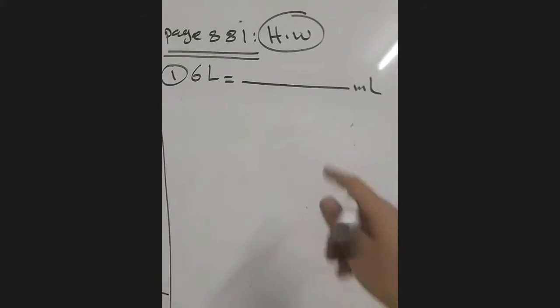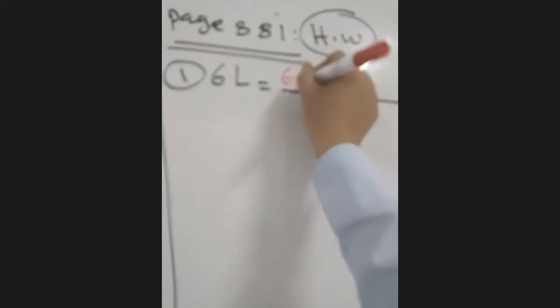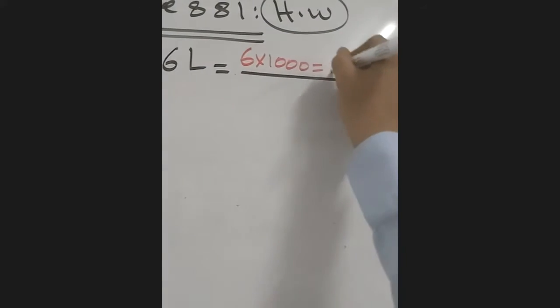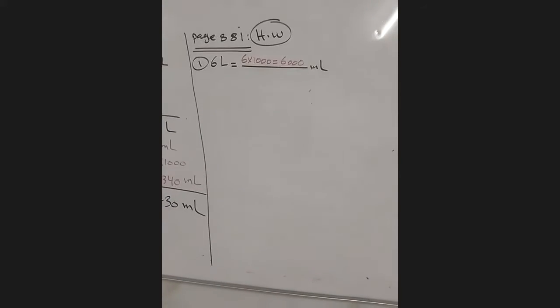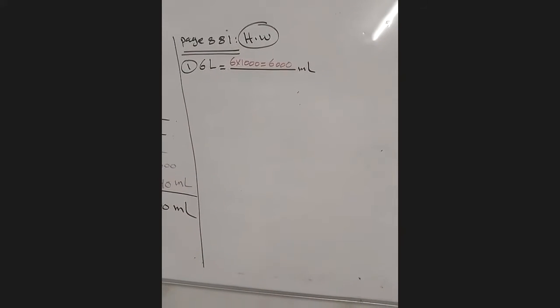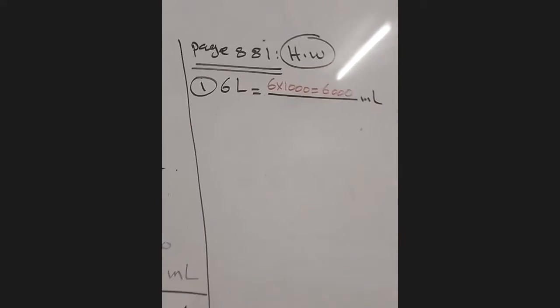Yalla, from liter to milliliter, what will we do? We multiply because liter is bigger than milliliter. 6 multiply 1,000 equals 6,000 milliliters. Excellent. So we multiply by 1,000, it will be 6,000 milliliter. Thank you, Zaid. Question two.